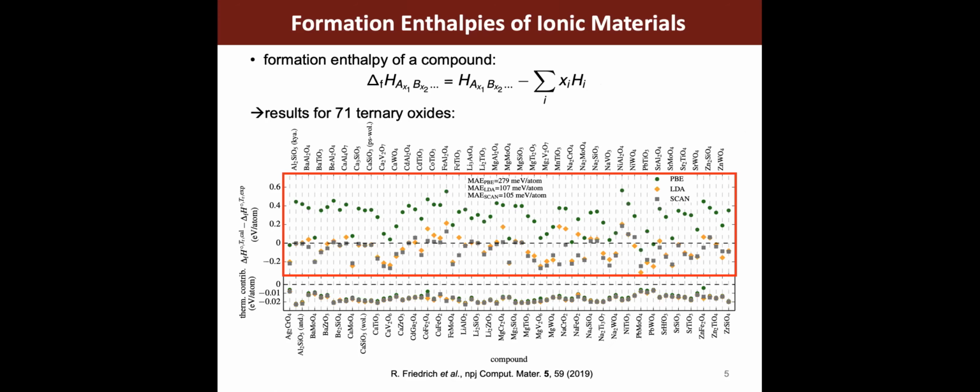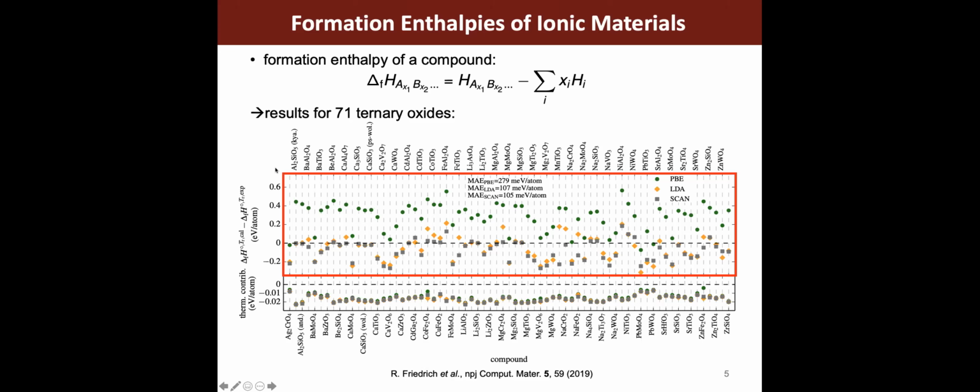And to underscore this point, I present here some real-world data for 71 ternary oxides. And I mean, it's a crowded plot, but the main message, I think, is rather easy to get. So I want you to focus on the data in this red box. And what is plotted here on the y-axis is the calculated formation enthalpy from DFT minus the experimental one. And so if all my points would be on the 0 line, I would be super happy, because then my results would be in perfect agreement with the experiment. However, this is not what we see.